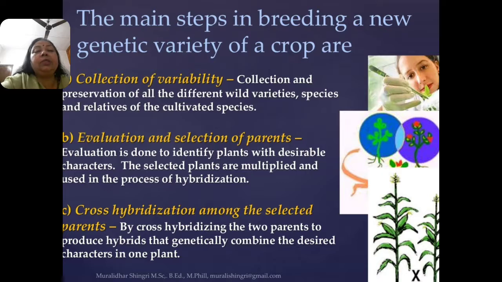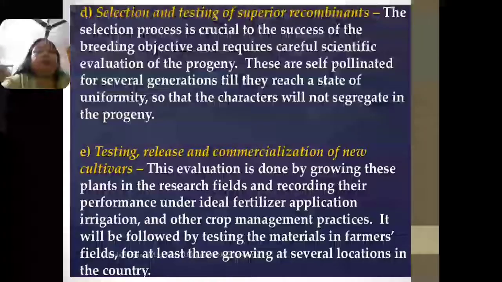In the third step, cross hybridization is done among the selected parents. By crossing, hybridizing the two parents to produce the hybrid that is genetically combined, meaning the genomes are combined from both parents and the desired character is placed in a single plant in the F1 progeny.